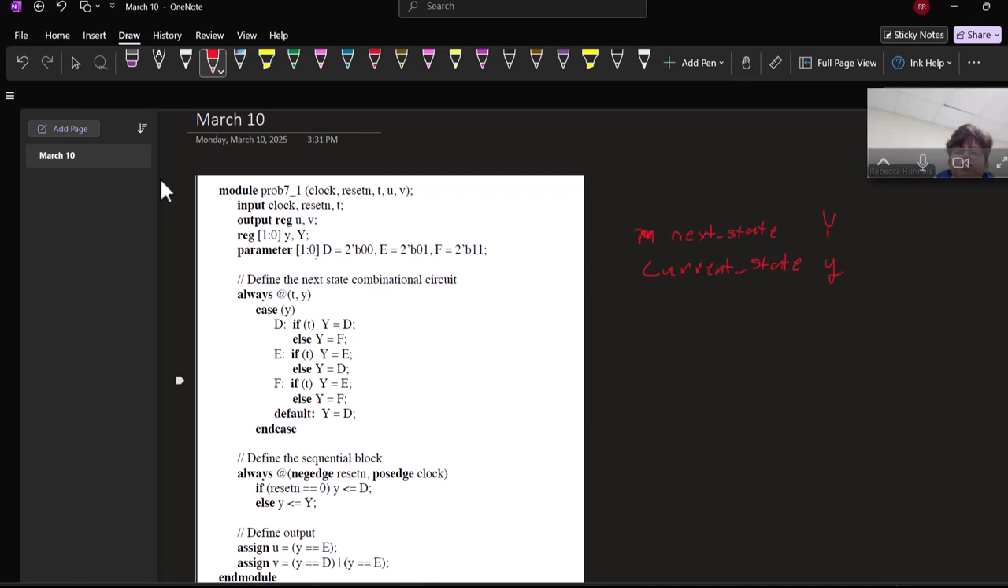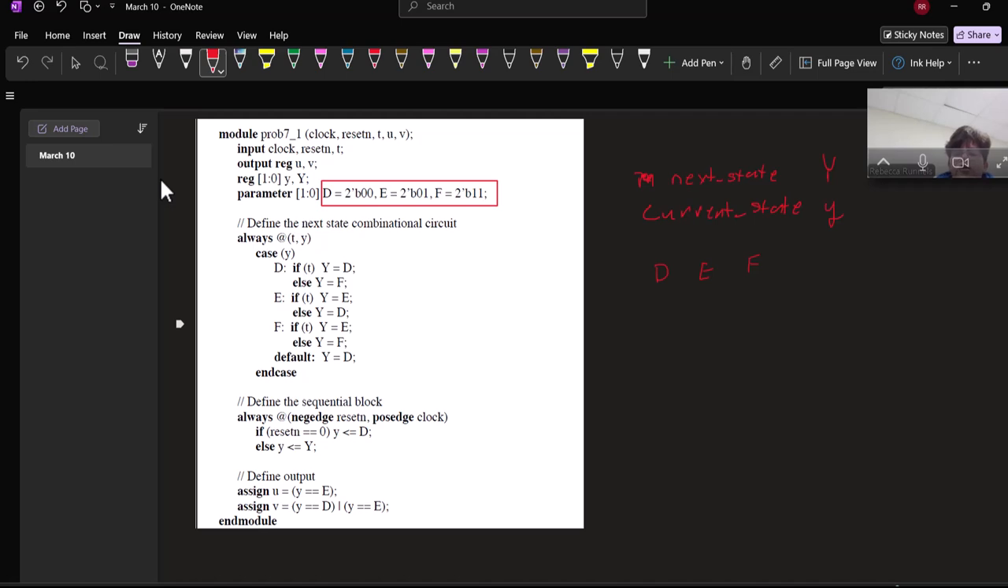Then you set some parameters. This is completely optional, but it just makes it so that you don't have to remember what the binary values are for each of your states. When you look at this, it tells us we have three states: a state D, a state E, and a state F. We might also have a reset state. I'm not sure yet.